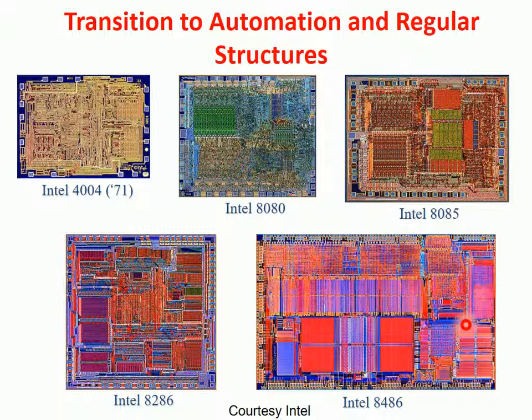And this is due to two main reasons. One is automation in the placement of big chunks, big building blocks, mostly the memories and the I/O blocks, and the fact that in doing so it is possible to manage a much larger number of transistors.